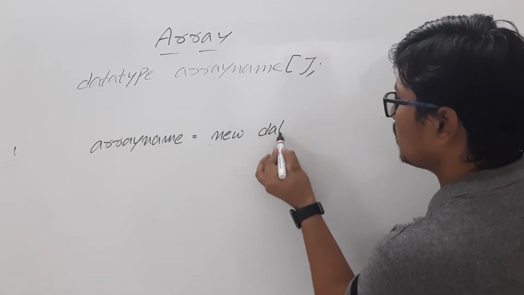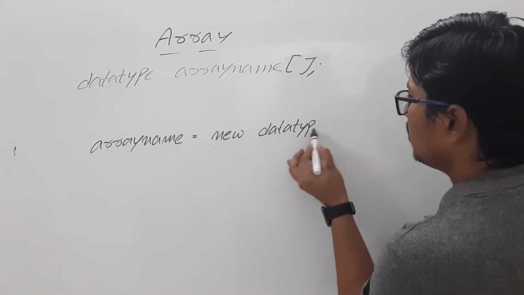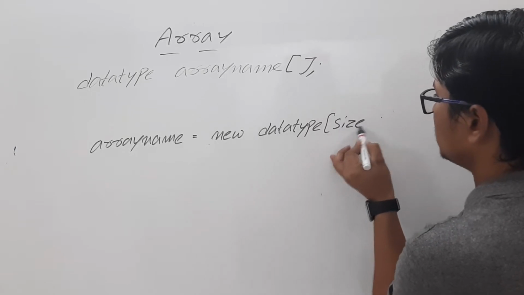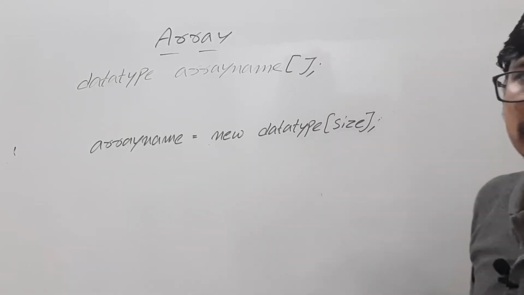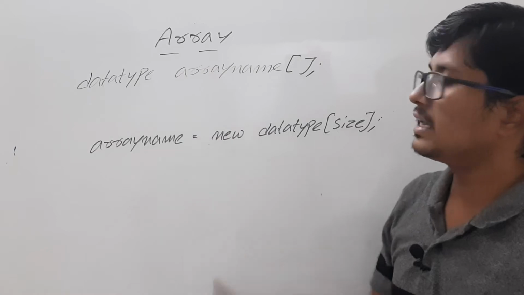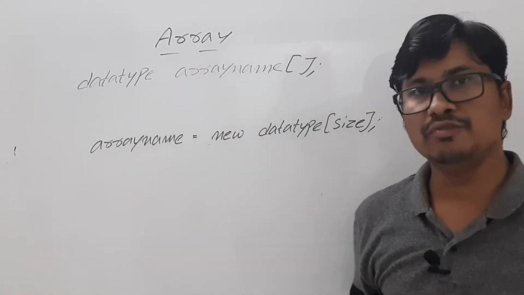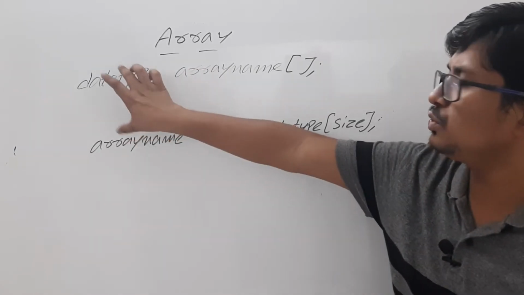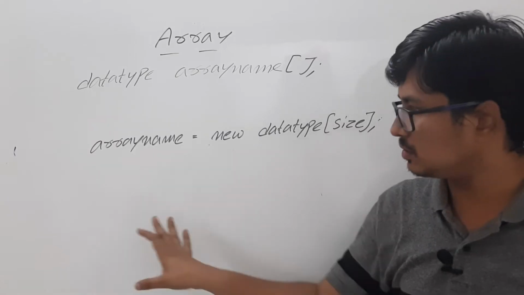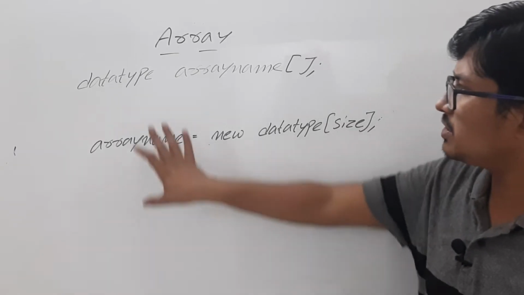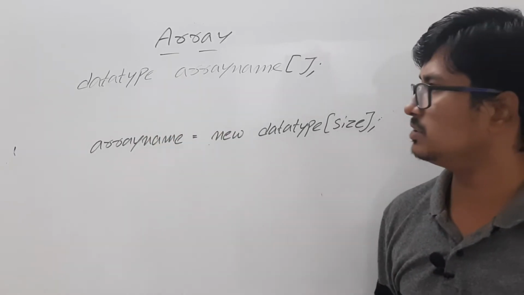New data type of specified size. So this is the way you can declare an array of specified size. See, these two lines you can make as a single line also. That also I will discuss with you. First, let me discuss with a simple example.